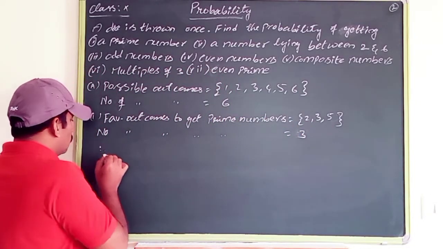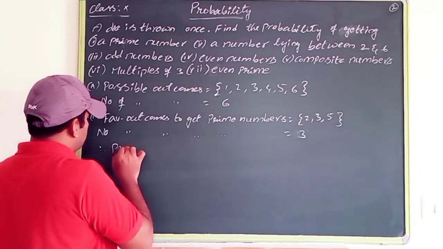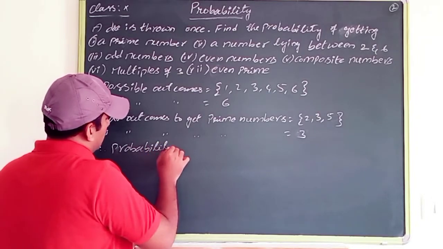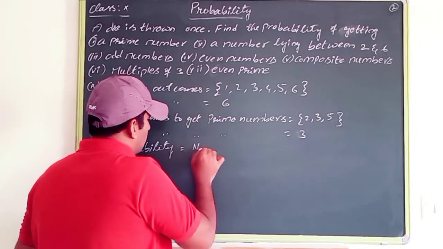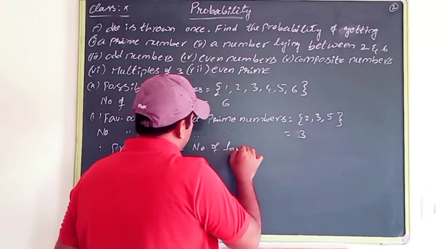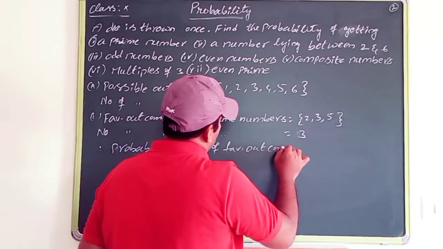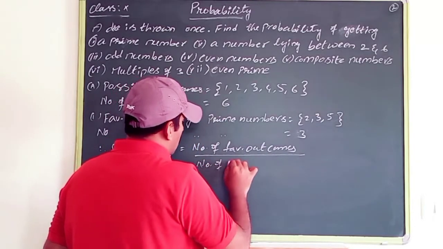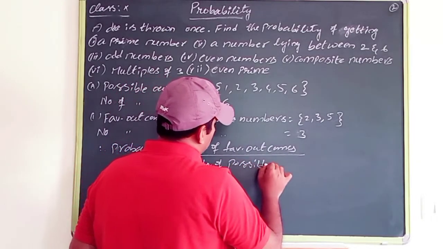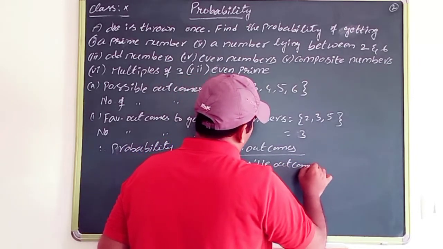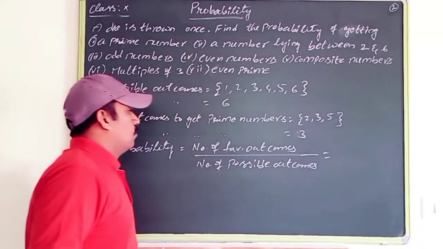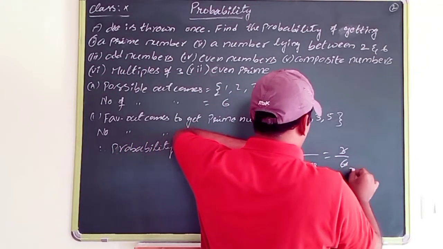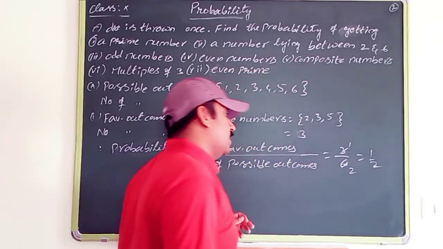So therefore, what is the probability? The probability is number of favorable outcomes by number of possible outcomes. The favorable outcomes here are 3, by 6. 3 ones and 3 twos cancel. 1 by 2 is the answer.